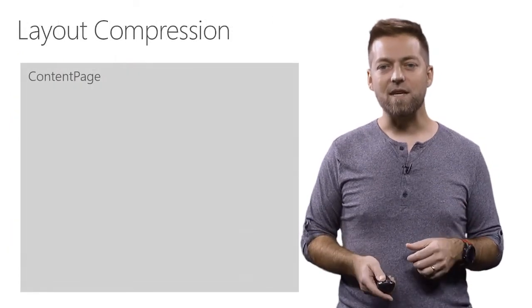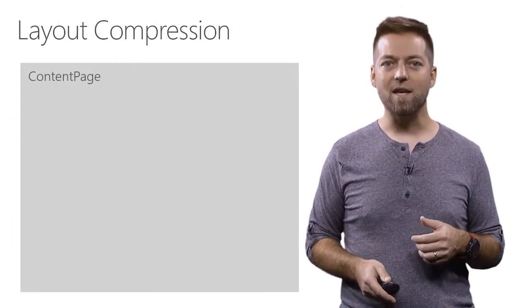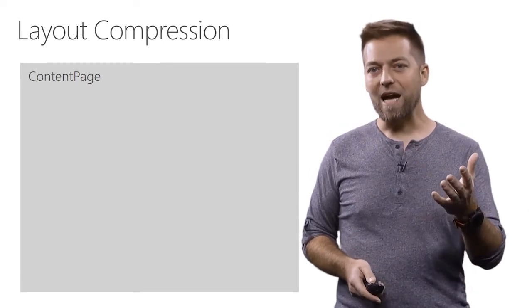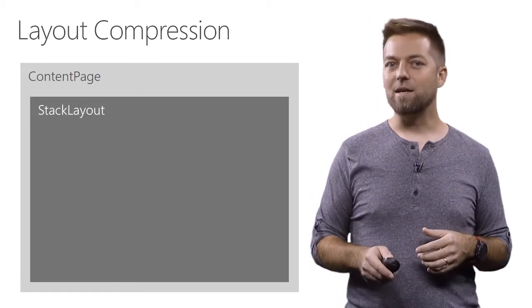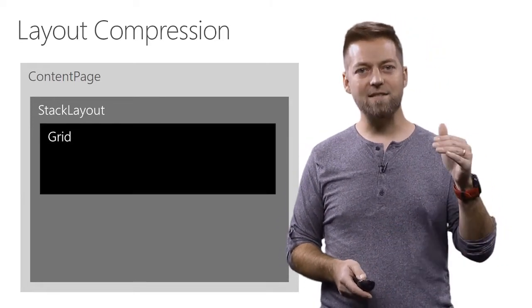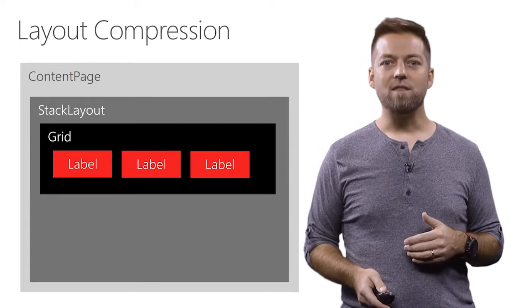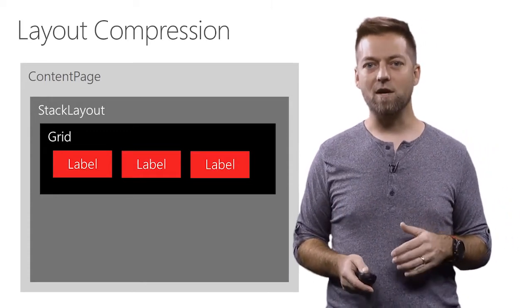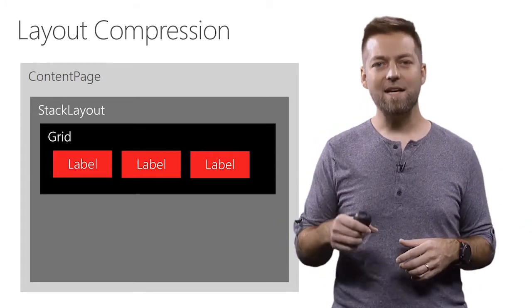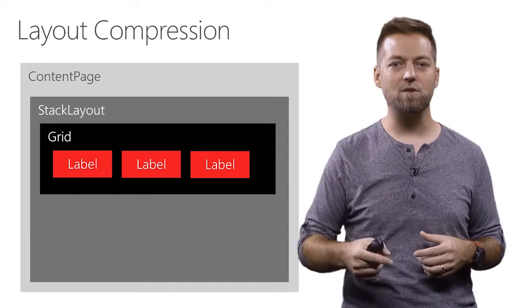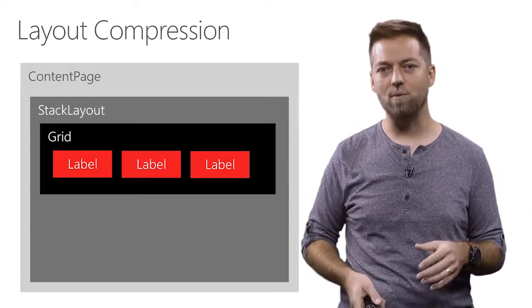In combination with this, in the spirit of reducing UI layers, we have introduced layout compression. So let's take, for example, a content page. In that content page, you have a stack layout. Within there, you have a grid, so now we're nesting our views. And within there, you have three labels. So that's 1, 2, 3, 4 layers of hierarchy below the page layer. And that's a lot of the UI tree that needs to be climbed up and down to make sure that everything's measured and laid out properly.